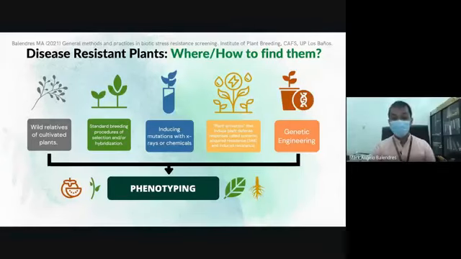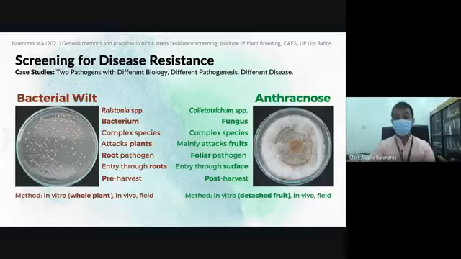Now, in this presentation, we'll be looking at two different pathogens: bacterial wilt, which is caused by Ralstonia solanacearum, and anthracnose caused by Colletotrichum species. We use these two diseases because they have very complex causal microorganisms. So one is a bacterium, one is a fungus, and they're complex because it's not just one species that causes the disease, but there are different species. So we put spp. for several species, but for one species you would just put sp.